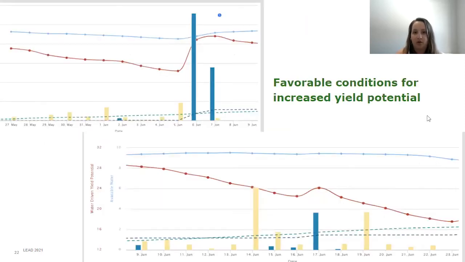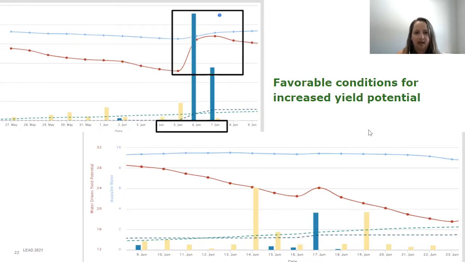So how do I know that conditions are favorable for an increased yield potential? How do I know I have potential above and beyond what my yield target was? In this case, we're looking at the beginning of June, and what we're looking at here is this rainfall event that occurred and the reaction of the water-driven yield potential as well as the crop available water. You can see this rainfall in June caused an increase in our crop available water as well as an increase in our water-driven yield potential.